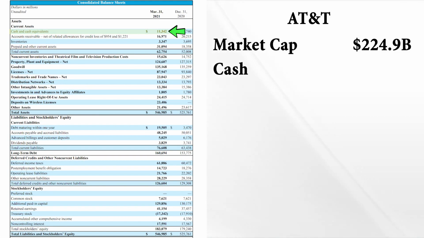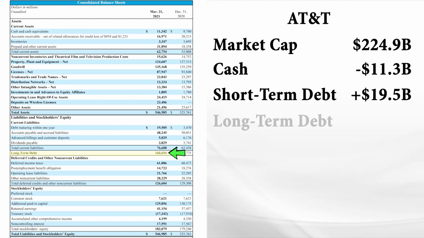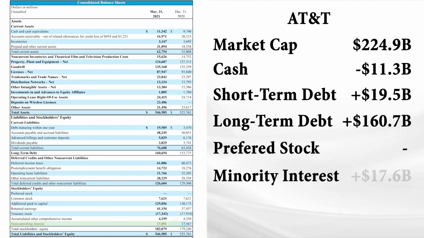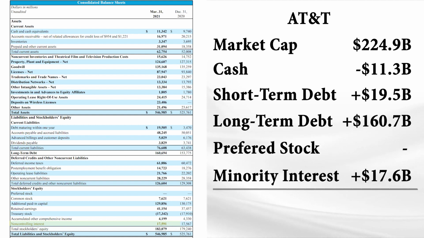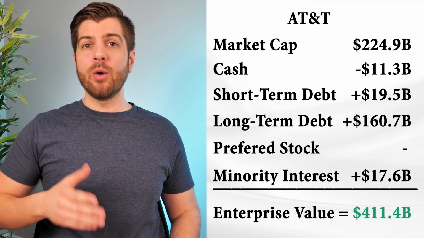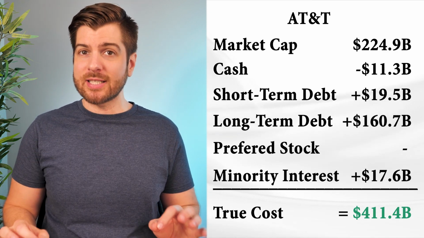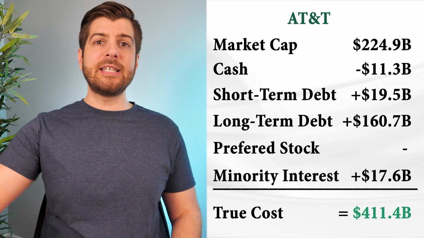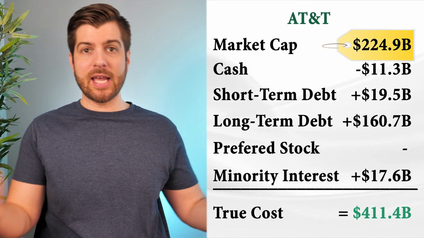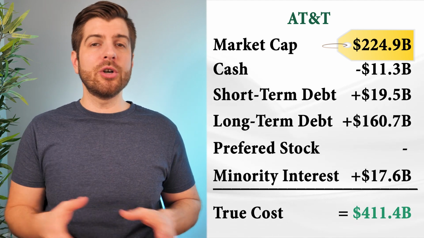We can see cash and cash equivalents is just over $11 billion. Short-term debt is $19.5 billion. Long-term debt is $160 billion. There's no preferred stock to add in, but they do have minority interest of $17.5 billion. This all equates to an enterprise value of just over $411 billion. So $411 billion would ultimately be the true cost to buy and own AT&T in its entirety, even though the price tag on this company, aka the market cap, is just under $225 billion.